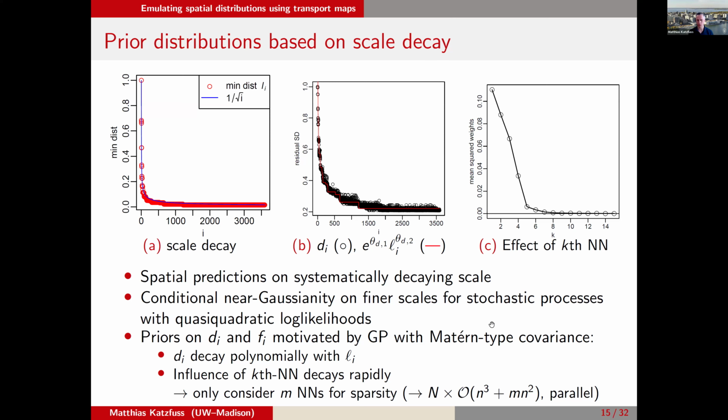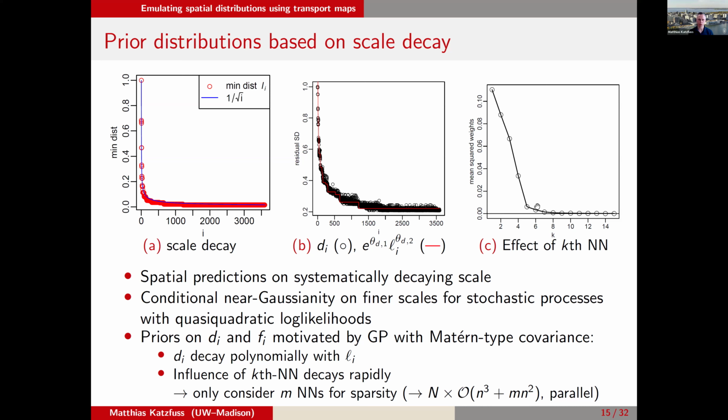And then more importantly, again for a Gaussian field with Matern type covariance, the influence of the kth nearest neighbor decays rapidly. So here we see that illustrated numerically: the effect of the kth nearest neighbor in our spatial prediction problems. Specifically we're looking at mean squared weights in a linear regression, because in the Gaussian case we have a linear setting. You can see as a function of k that the influence of the kth nearest neighbor goes to essentially 0 very, very quickly.